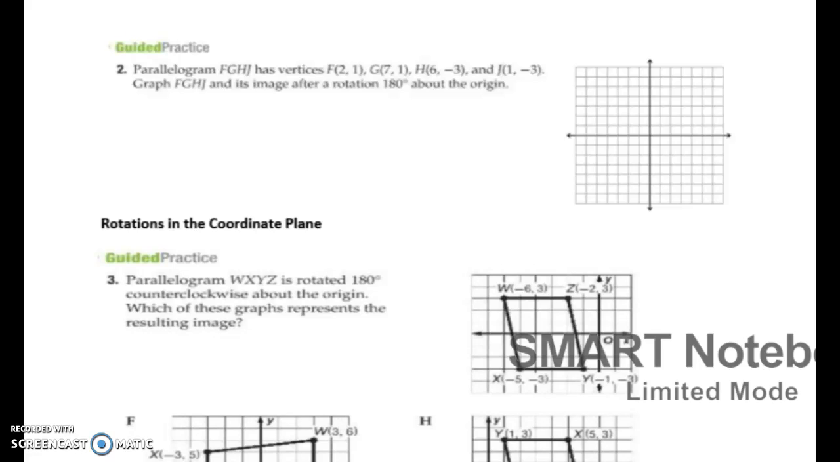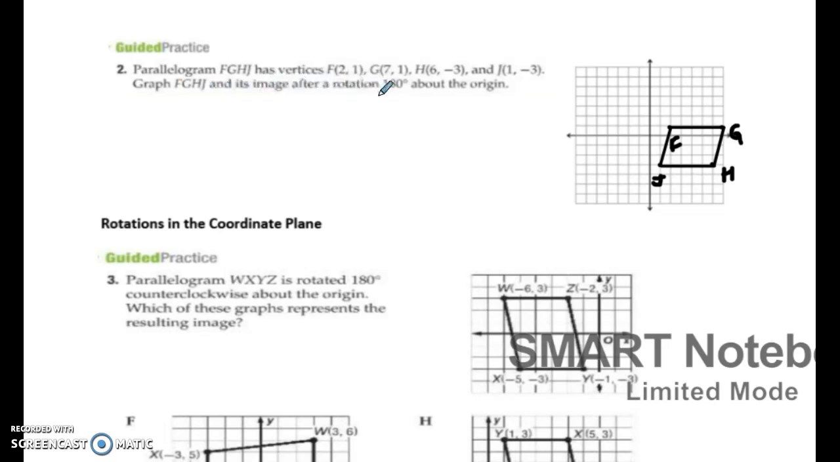All right, so on to the next page. Go ahead and pause the video for a second and graph this parallelogram. So you're given a parallelogram, FGHJ, and its vertices, F at 2, 1, G 7, 1, H 6, -3, and J is at 1, -3. Pause it and graph that parallelogram. All right, so you should end up with a parallelogram that looks something like this.